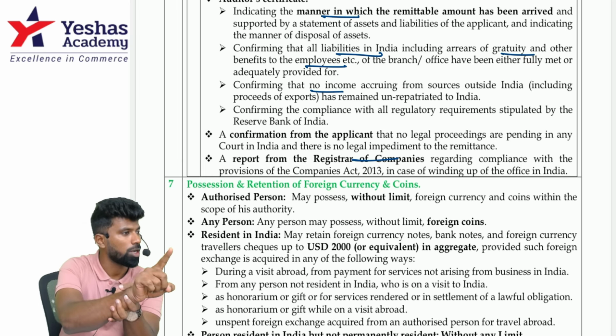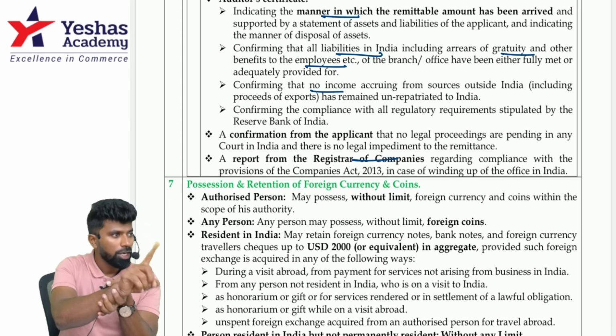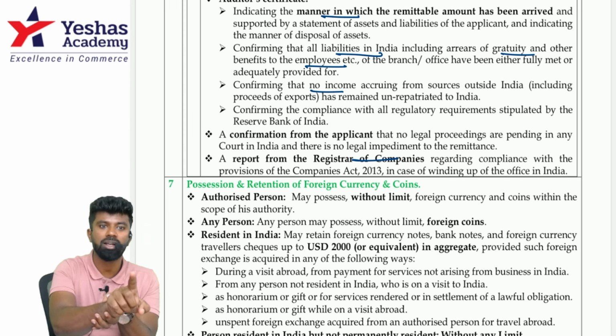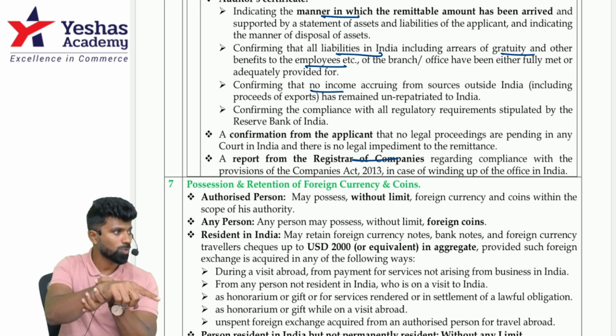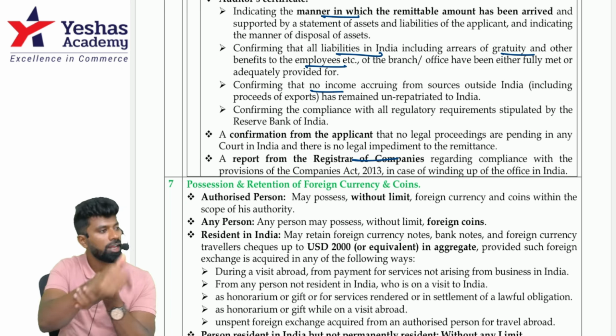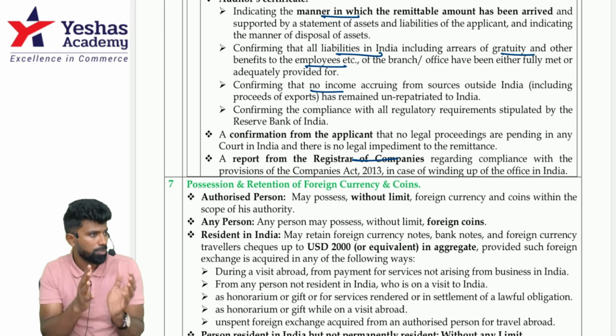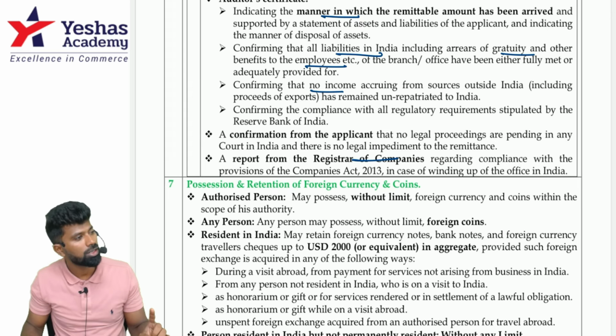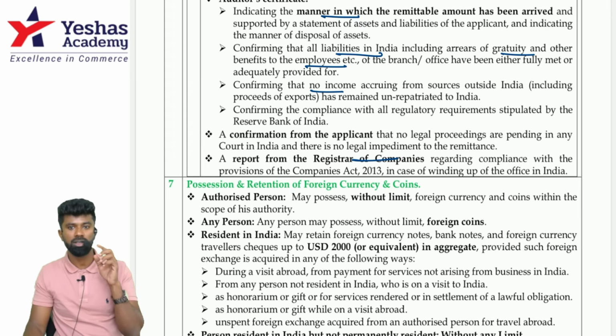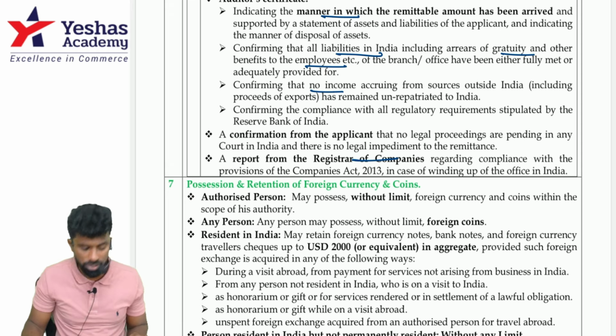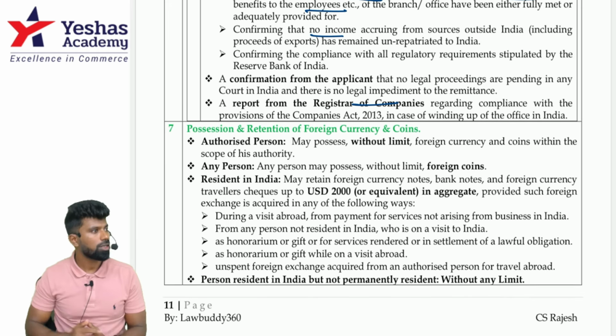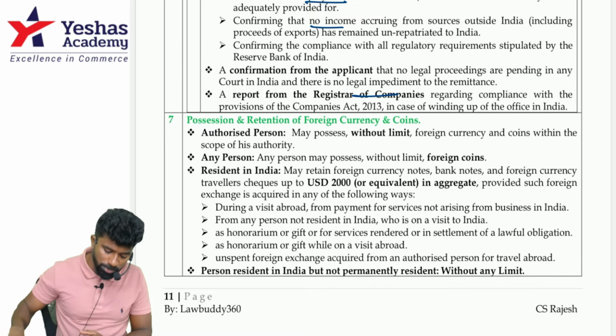Four. What is the first one? Individuals other than NRIs and PIOs. Next one, NRIs and PIOs. Next one, closure or liquidation proceedings of a company. Next one, branches and officers. Branches and what? Next one is important.